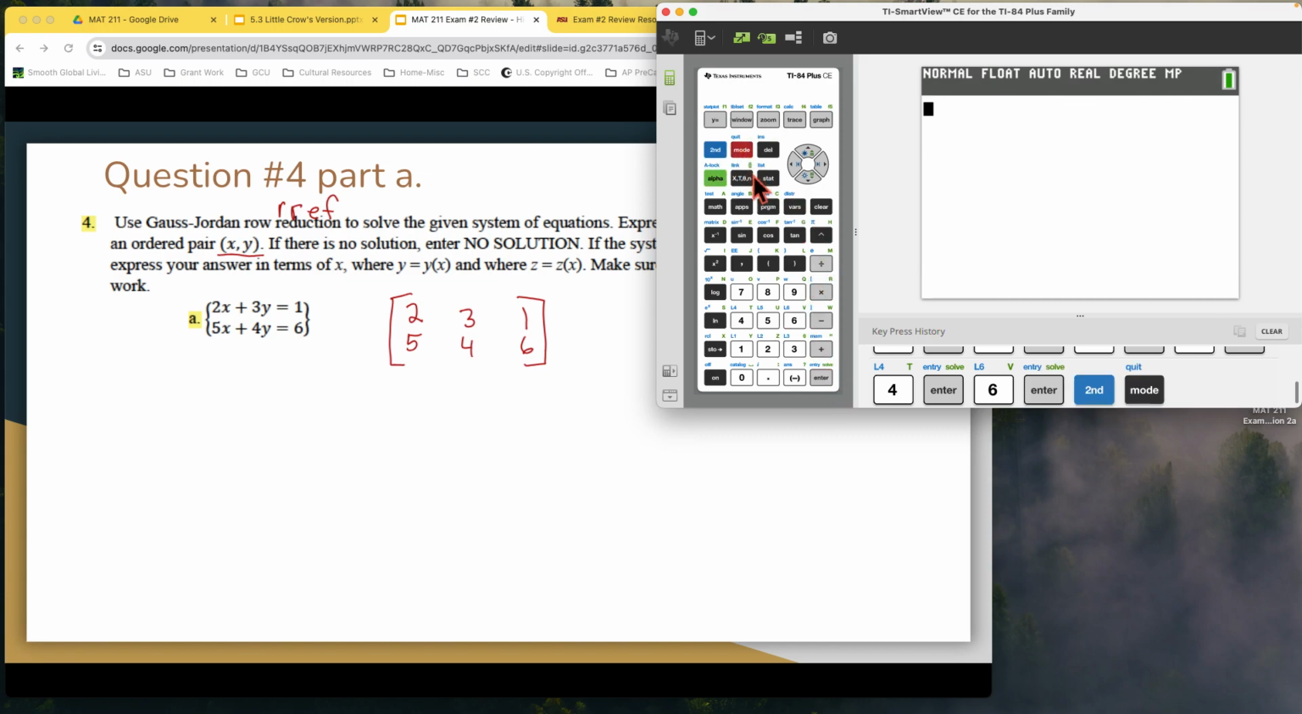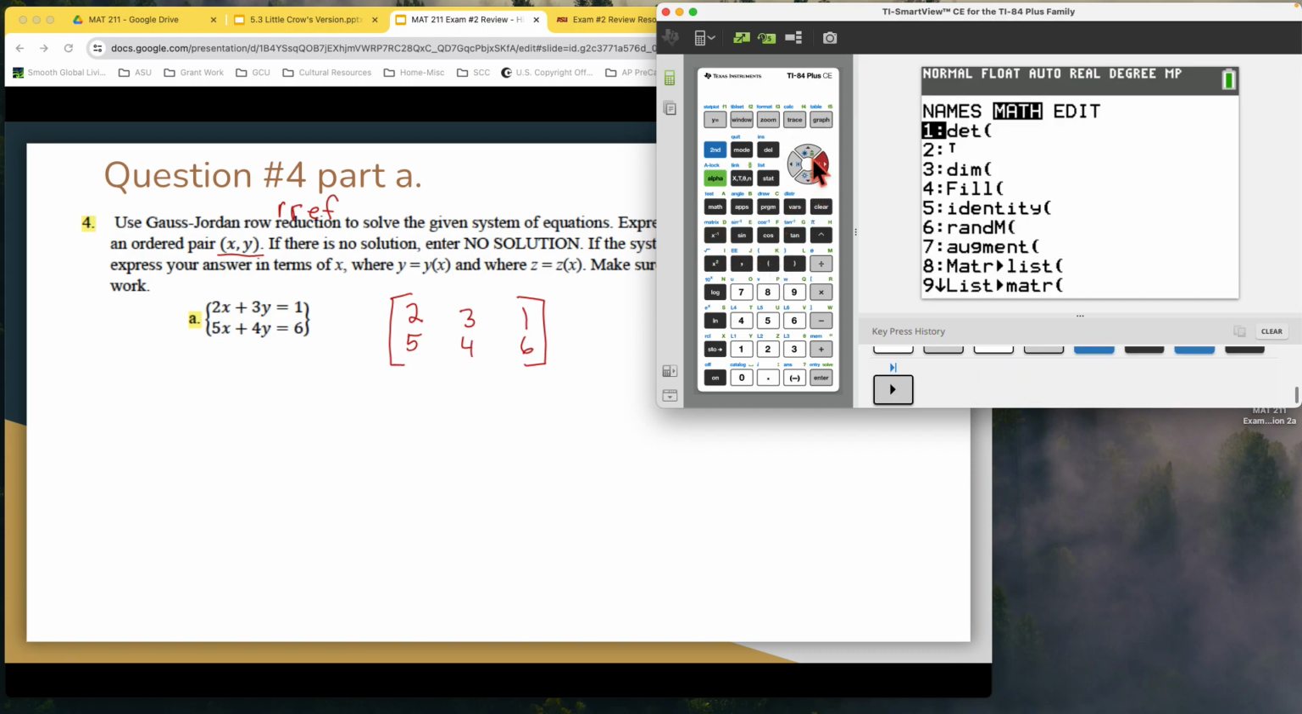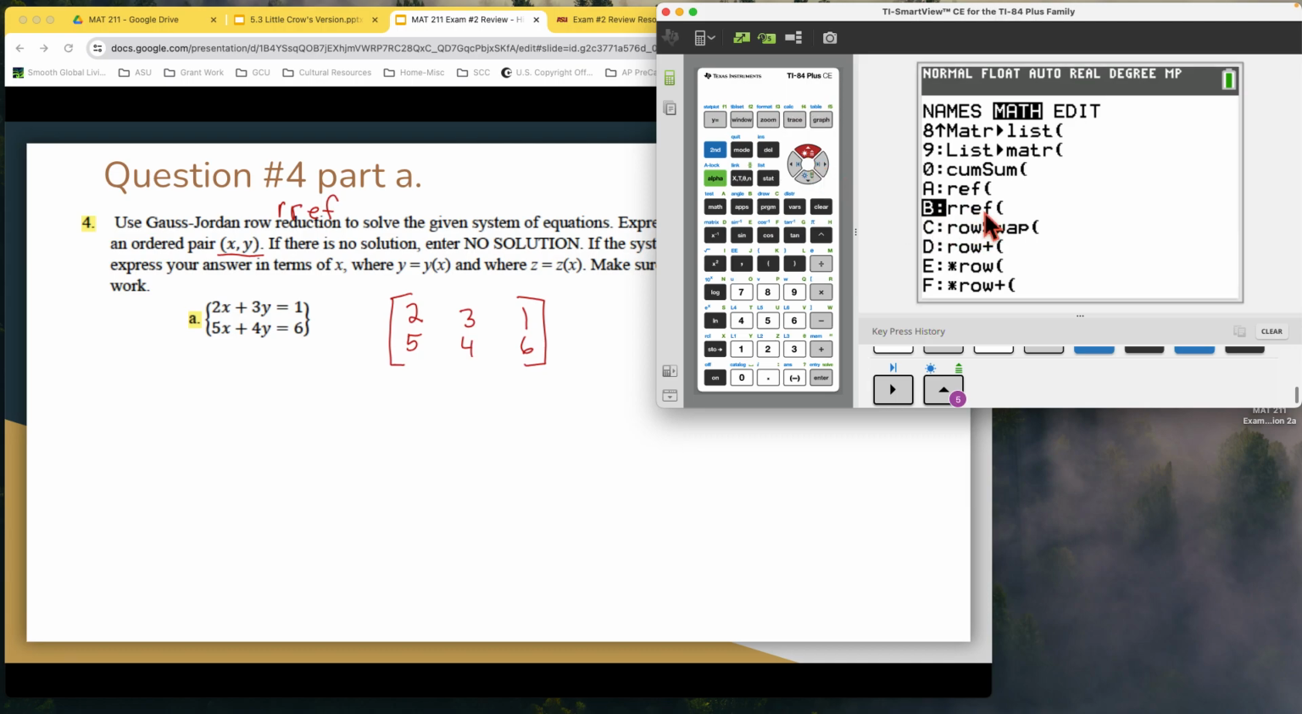I do second quit to get back to the calculation part of the screen. We're now going to take that matrix and get it into reduced row echelon form. So we're going to go over to math. I'm going to arrow up because I get there a little bit quicker. There's the reduced row echelon form. Do not use A. This is only row echelon form. It's not reduced. So we want this one, RREF. If I could, I'd have you delete the A, but we just won't be using that one.